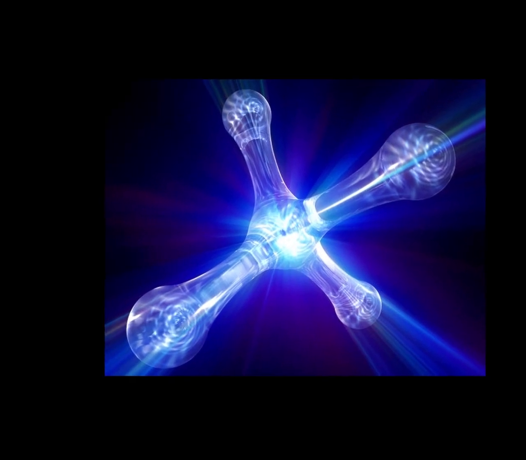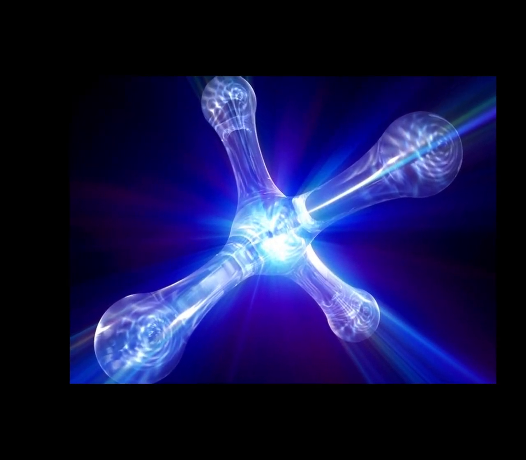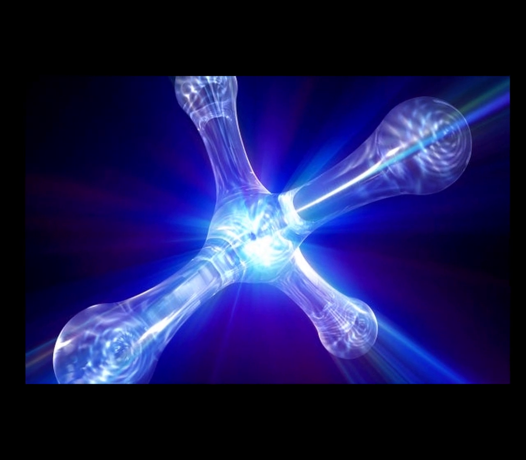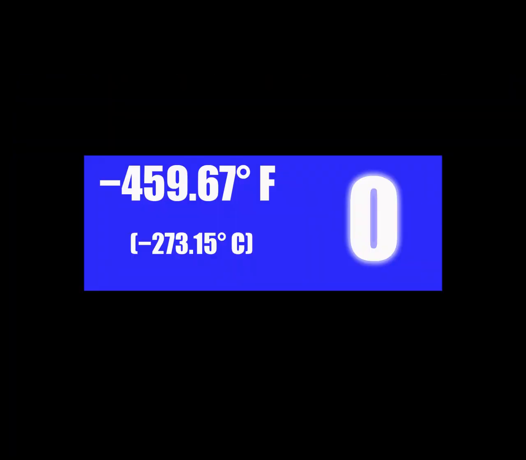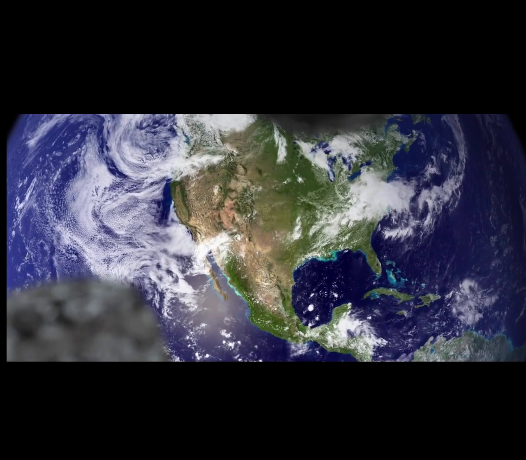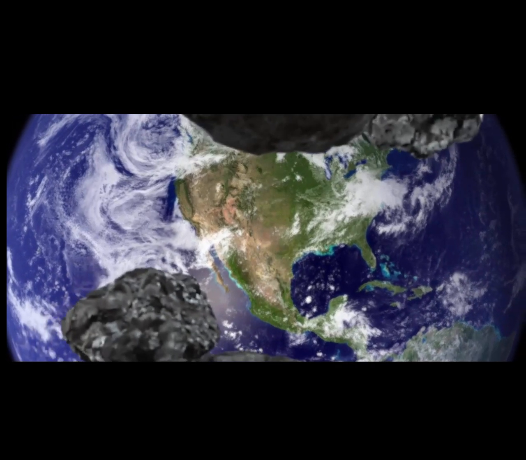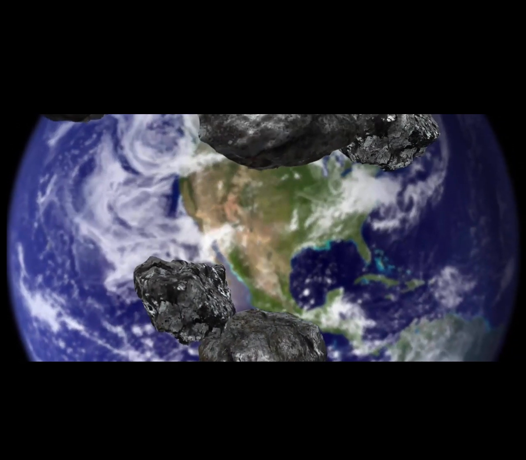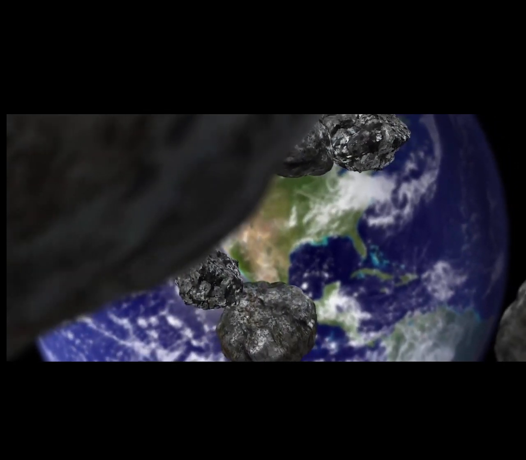Absolute zero is the temperature at which the motion of all atoms and molecules stops and no heat is given off. Absolute zero is reached at 0 degrees Kelvin or negative 273.16 degrees Celsius. Ablation is a process by which the atmosphere melts away and removes the surface material of an incoming meteorite.